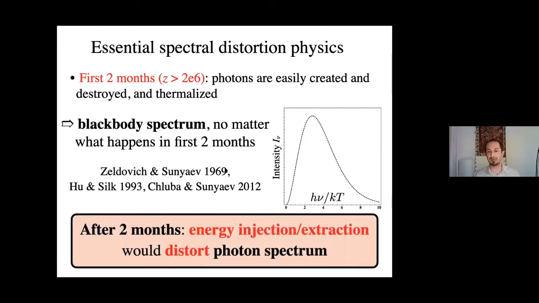After the first 2 months, however, if you inject or extract energy from the photon baryon plasma, you can no longer thermalize this energy, and this will lead to a distortion of the CMB black body spectrum. This is just a toy picture showing how, if I have a chemical potential, positive or negative, you would get a distortion of the black body spectrum.